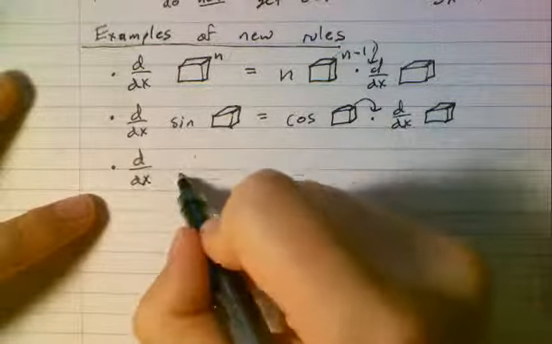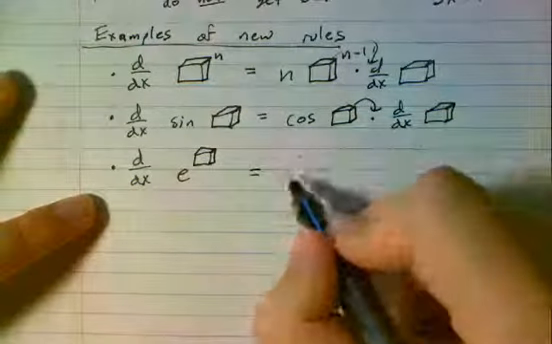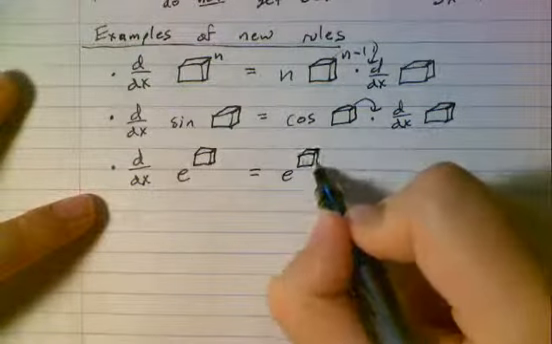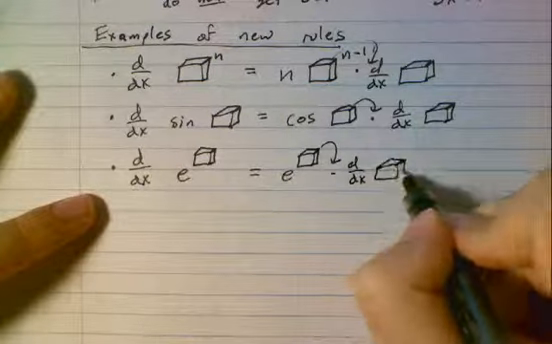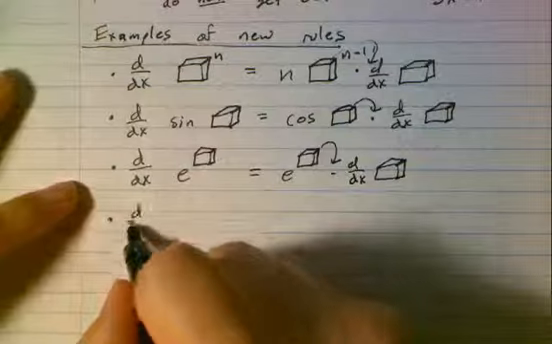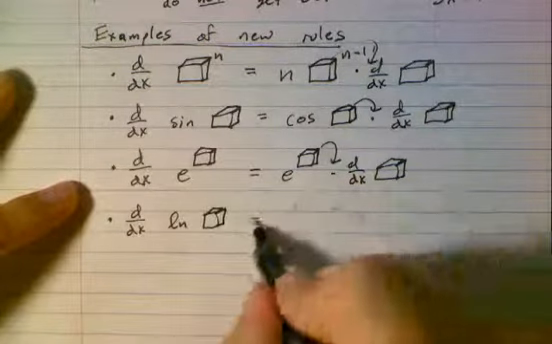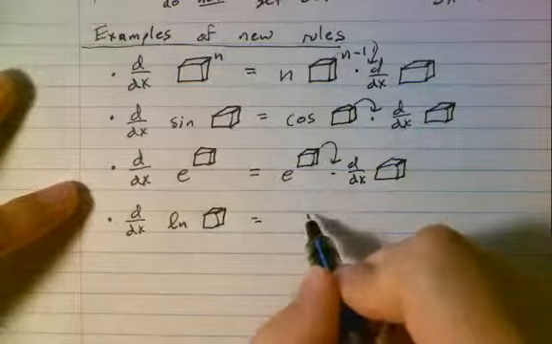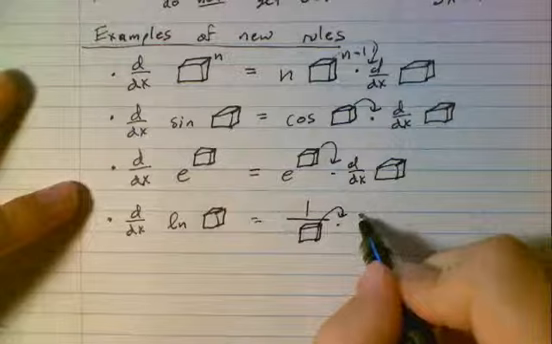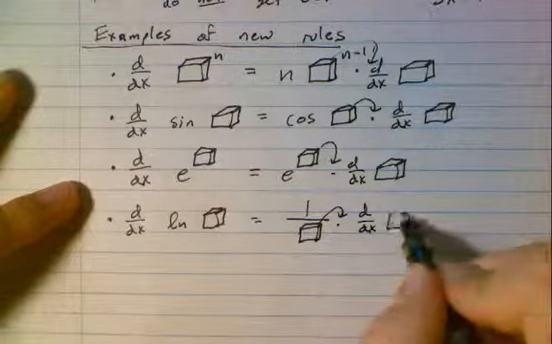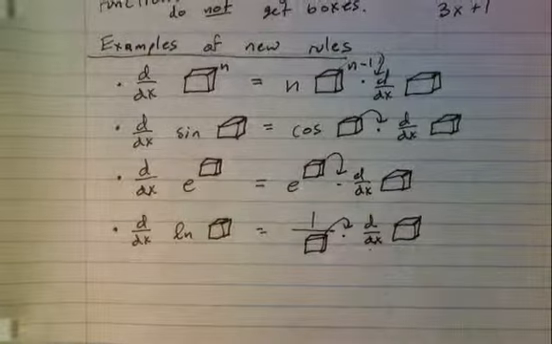If we've got e to the box, the derivative of that is e to the box, whatever's in there, times the derivative of the box. Natural log of the box, 1 over the box, times the derivative of whatever's in there. Notice this derivative is in the numerator, not the denominator.